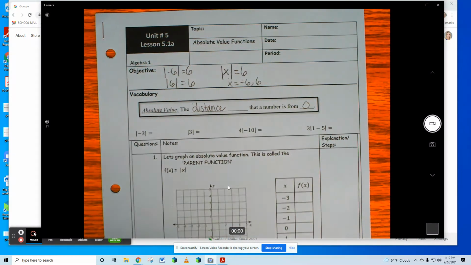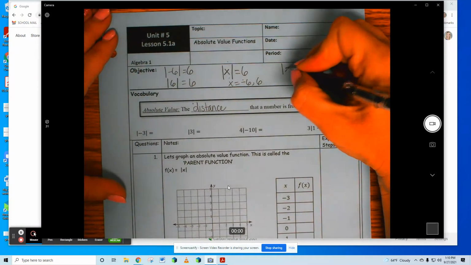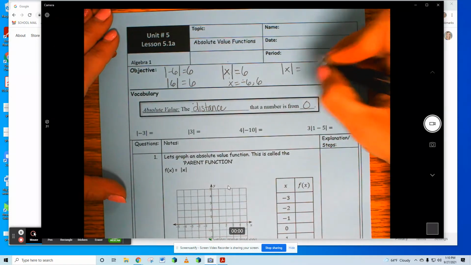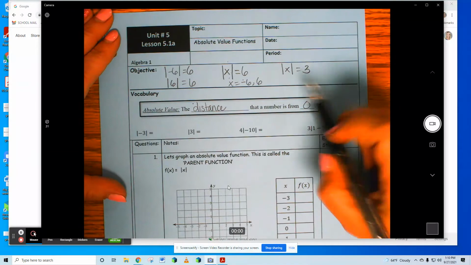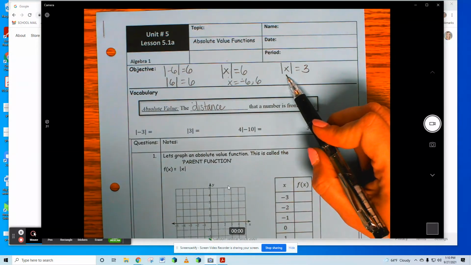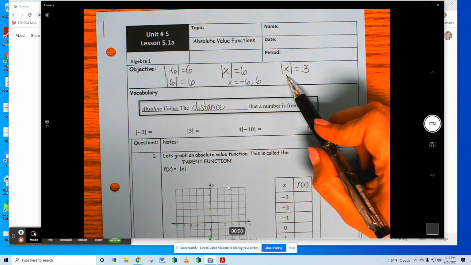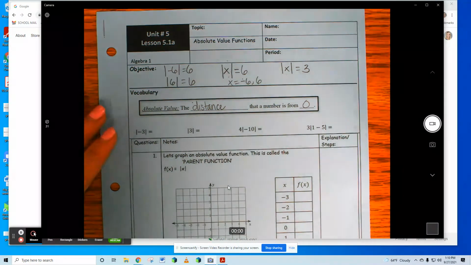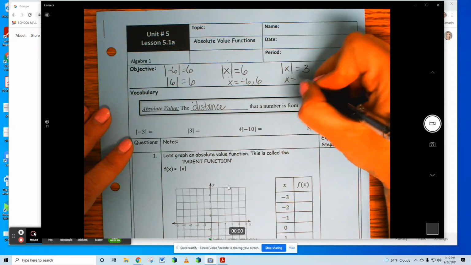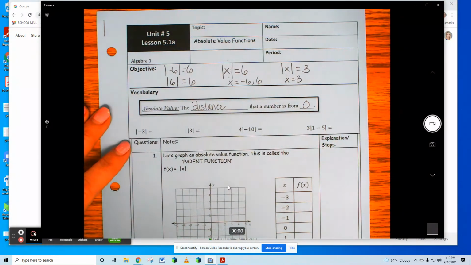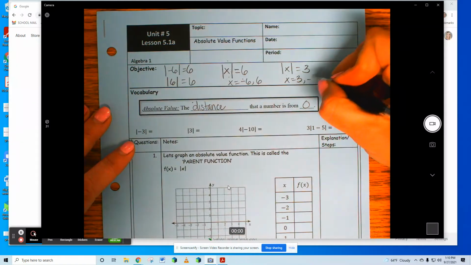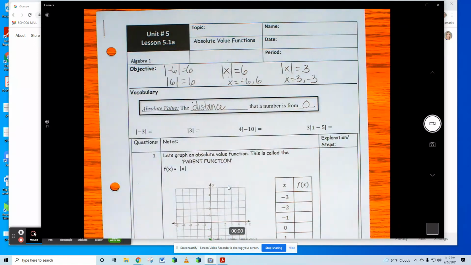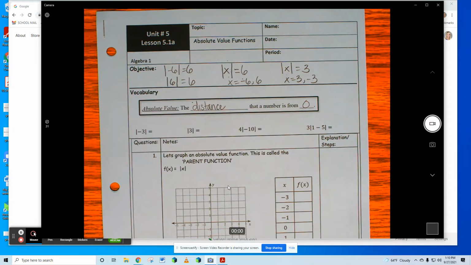Okay. What values could I put in for x and get a positive 3 out? Not every single question. No one else has a chance because you rush. Yes. 3. 3 is one choice. X could be 3. What else could x be? Yeah. Negative 3. So there's a positive and a negative version to absolute value. There's the negatives and there's the positives.